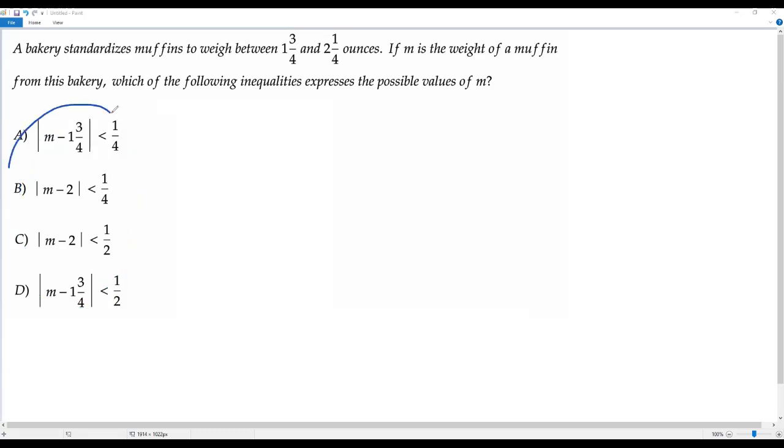So solving which of these four absolute value inequalities gives the solution over here, that is, the minimum weight of the muffin is 1 3/4 ounces and the maximum is 2 1/4 ounces. Solving each absolute value inequality in the given options is time consuming. So we should try to get the absolute value inequality which gives this as the solution. That is, the minimum weight is 1 3/4 ounces and the maximum weight is 2 1/4 ounces.